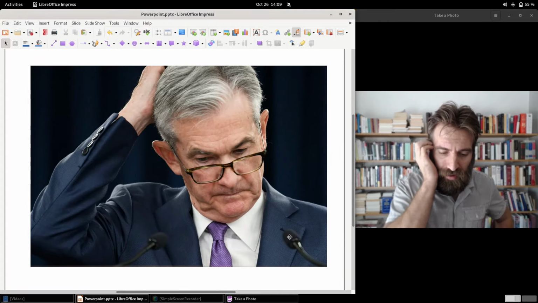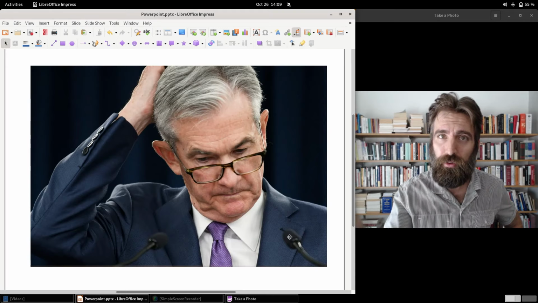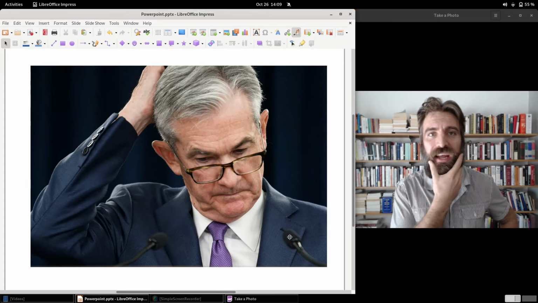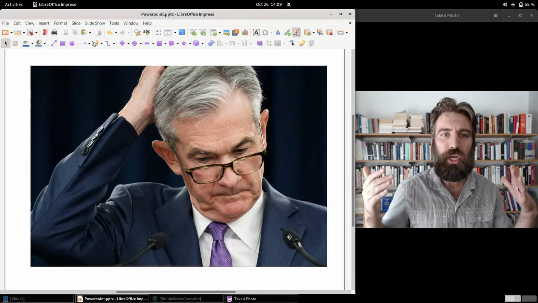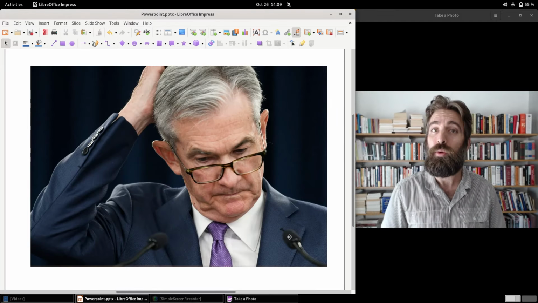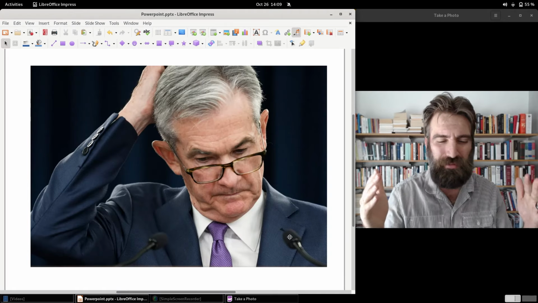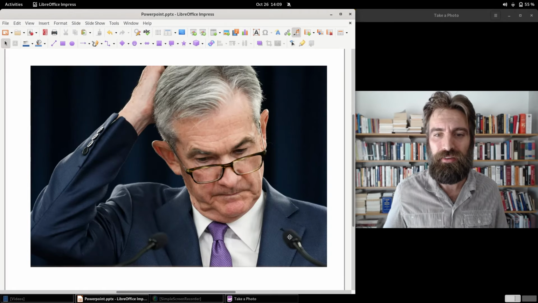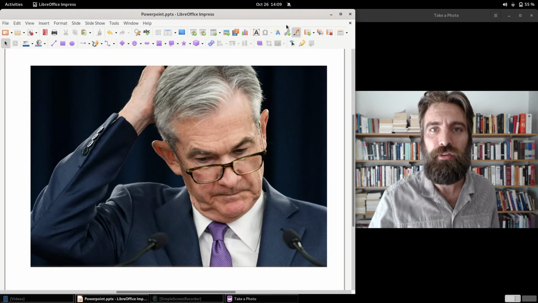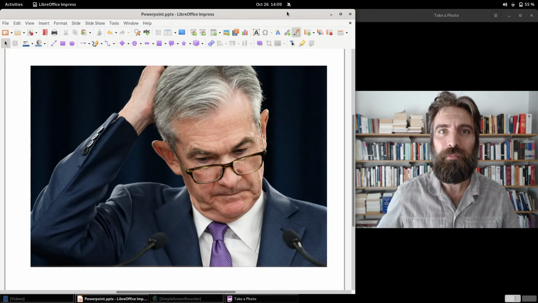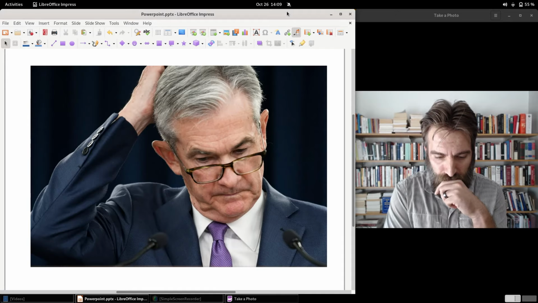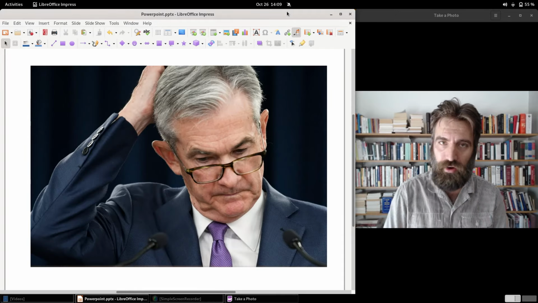Jerome Powell, who through the summer said transitory. Then at the end of September, so like a month ago, Powell said, well, inflation could be prolonged into early 2022. And I remember when he said, I'm like, are you kidding me? Like early 2022. Like this is going beyond early 2022. And now they're saying, well, it'll go through the summer. But he said, early 2022.